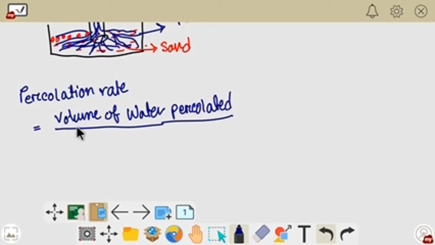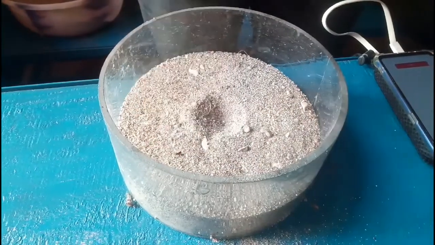So the formula will be volume of water passing divided by time taken in minutes. So time taken per minute, that is the formula. So I hope you understand these things. What is percolation? Now let's see.